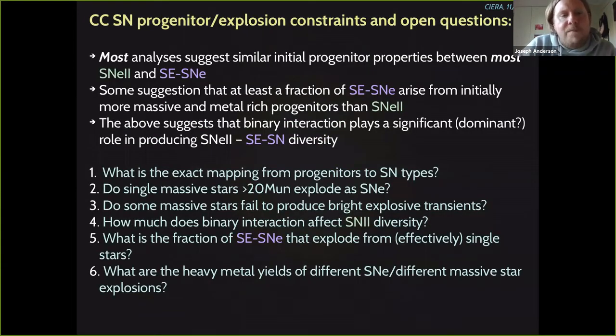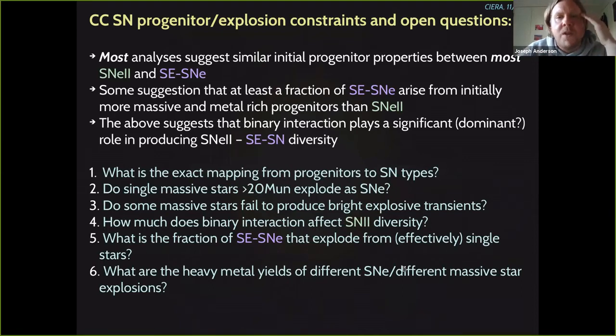Okay, so a summary of core collapse supernova progenitor and explosion constraints, and then some open questions that I think are interesting. My opinion is that, putting these different analyses together, most suggest similar initial mass progenitors between most type II supernovae and stripped envelope supernovae. I highlight 'most' in both cases because, in my opinion, there's still room for at least some of the stripped envelope supernova population to come from initially more massive and more metal-rich progenitors than type II supernovae.